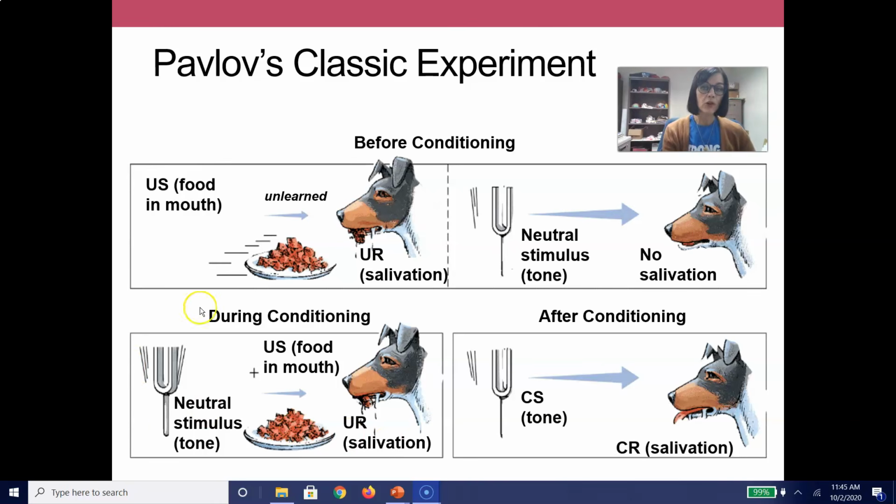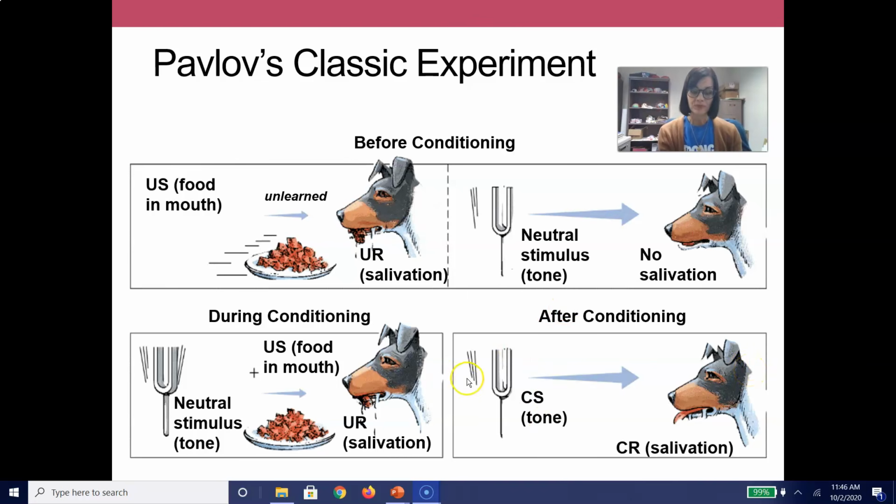After several repeated instances of the tone and food, and the tone and food, Pavlov discovered that just the tone on its own would produce salivation in the dog. The dog had learned that the tone always was presented before the meat and began to salivate in anticipation of the meat that was about to arrive.